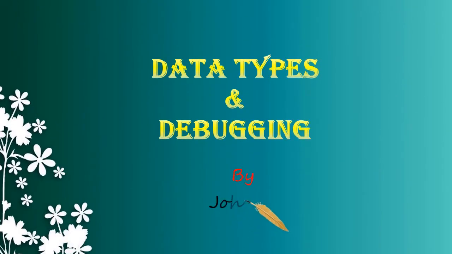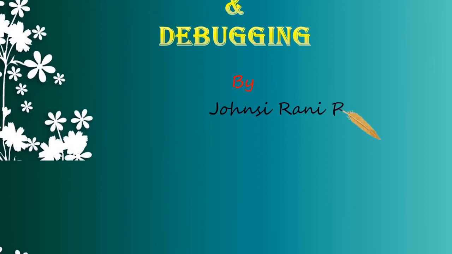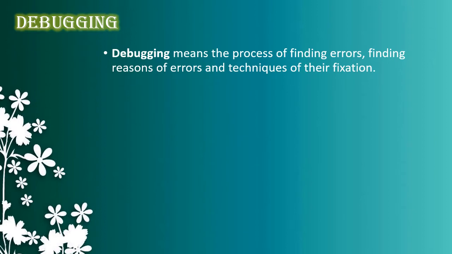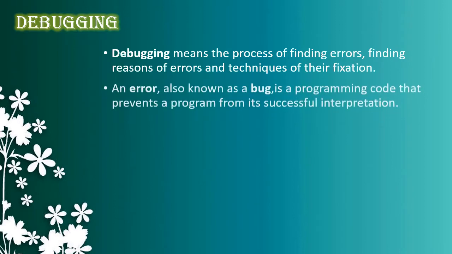In this video, we are going to see about data types in Python and debugging in Python. The next is debugging. Debugging is nothing but finding the error or fixing the error. Bug means errors. Using some techniques, we can fix the error. That is called debugging.